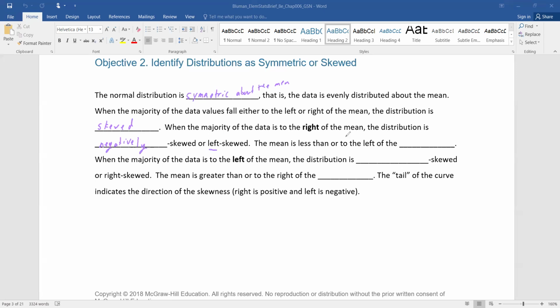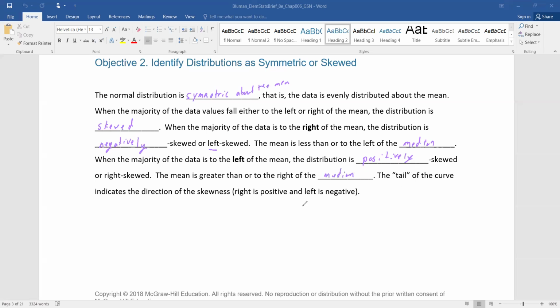If the mean is less than or to the left of the median, the middle number, so when the majority of the data is to the left of the mean, the distribution is positively skewed or right skewed. The mean is greater than or to the right of the median.